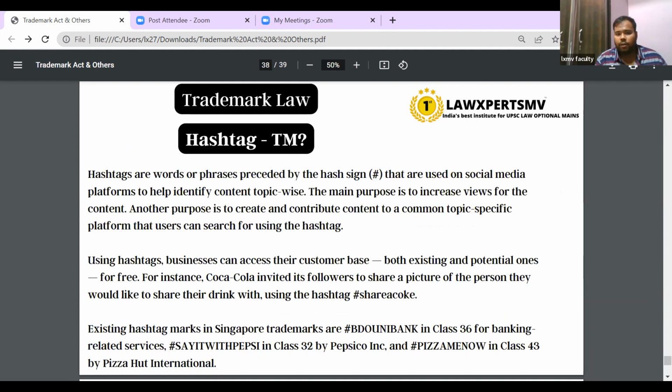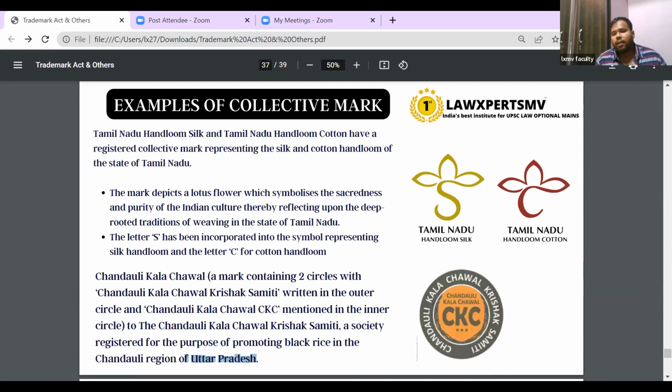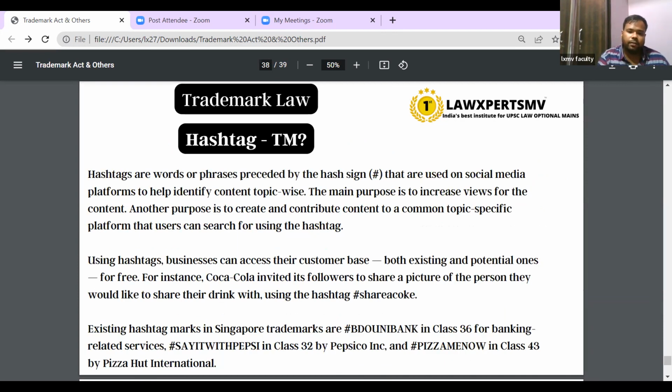Another important question nowadays is whether you can get a trademark for a hashtag. Can anyone give an answer for this? For a hashtag, can you get a trademark or not? Anyone? Okay, we'll see the answer itself.